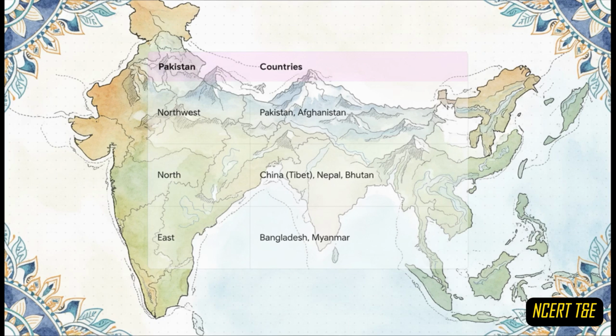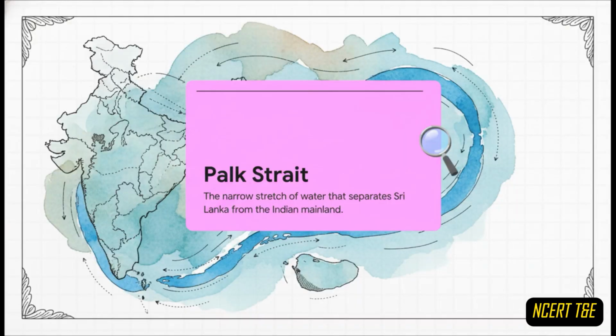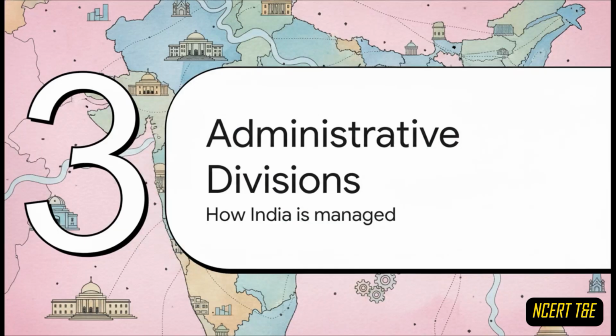It's a busy neighborhood. But hey, the neighborhood doesn't just stop at the coastline. If we look south, across the ocean, we find 2 really important island neighbors, Sri Lanka and the Maldives. And here's a cool little geographical detail for you. That little bit of water separating India from Sri Lanka, it has a name, the Palk Strait. It's a pretty narrow channel, but it's a super significant feature on the map. Okay, so we've covered the massive scale and the external borders. Now let's turn our focus inward and see how this huge country is actually organized.